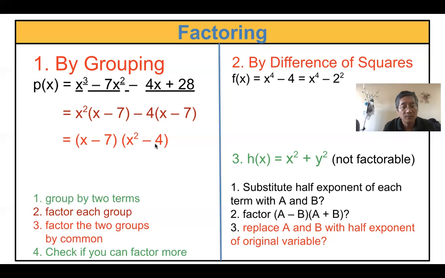X squared minus 4. 4 is 2 squared. So a squared minus b squared form. Then it's a minus b, a plus b: x minus 2, x plus 2, right? So your factor is like this. Then you completed the factoring. Do you understand? Good. This is a factor by grouping.